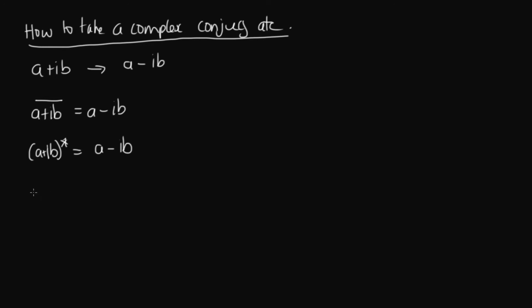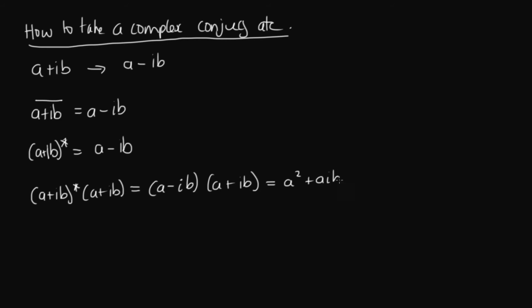But let's just show that the complex conjugate times the number itself is actually real. So let's do (a + ib) conjugate times (a + ib), because this is nice practice with complex numbers. So this is equal to (a - ib) times (a + ib). Now we just treat these like completely normal numbers and expand our brackets. So we've got a times a, that's a squared, a times ib, so plus aib, and then minus ib times a, minus iba, and then minus ib times plus ib.